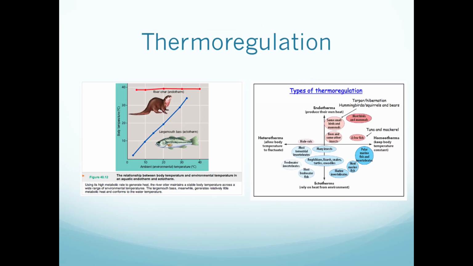On the right side, you see just a nice graph showing the different kinds of thermoregulation. At the top and the bottom, you see the two extremes, the endotherms and the ectotherms. And then on the left and right, you see two other categories which really aren't that important to know, but just a nice separation of heterotherms versus homeotherms, those that keep their body's temperature constant versus those that allow their body temperatures to fluctuate.